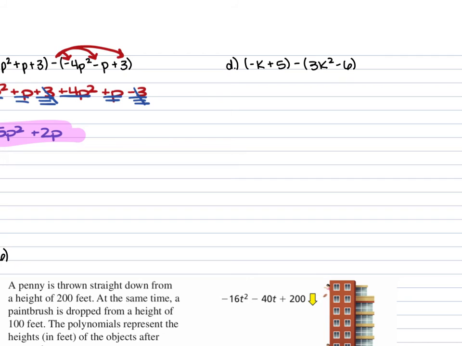For example D, we have negative k plus 5 minus 3k squared minus 6. So again, we're going to distribute the negative. It's going to give us negative k plus 5 minus 3k squared plus 6. All right, so from here, combine your like terms. We have a negative 3k squared. Then we have a negative k. Then we have 5 plus 6, which is 11. So it's just the negative 3k squared minus k plus 11.